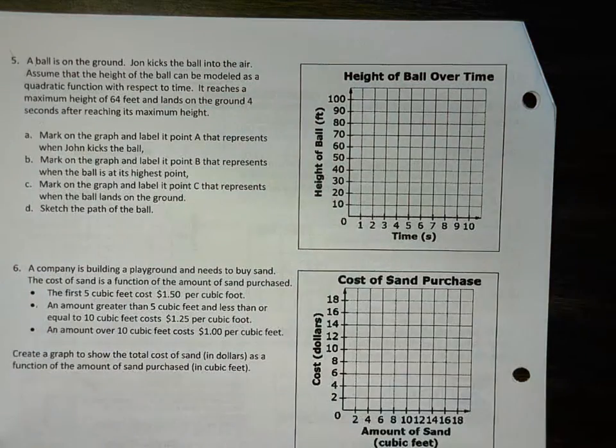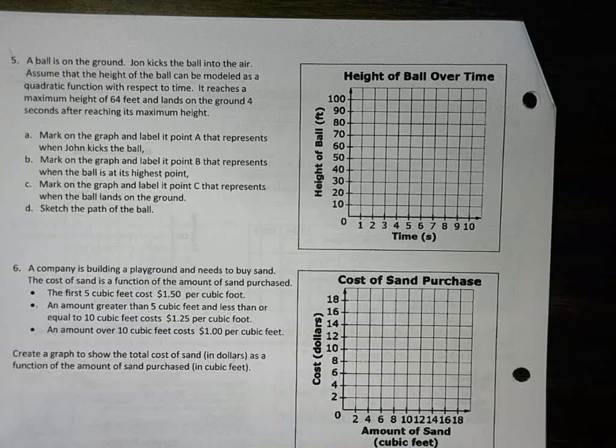A company is building a playground, needs to buy sand. The cost of sand is a function of the amount of sand purchased. The first 5 cubic feet cost $1.50 per cubic foot. An amount greater than 5 cubic feet and less than or equal to 10 cubic feet cost $1.25 per cubic foot. An amount over 10 cubic feet cost $1 per cubic foot. Create a graph to show the total cost of sand.